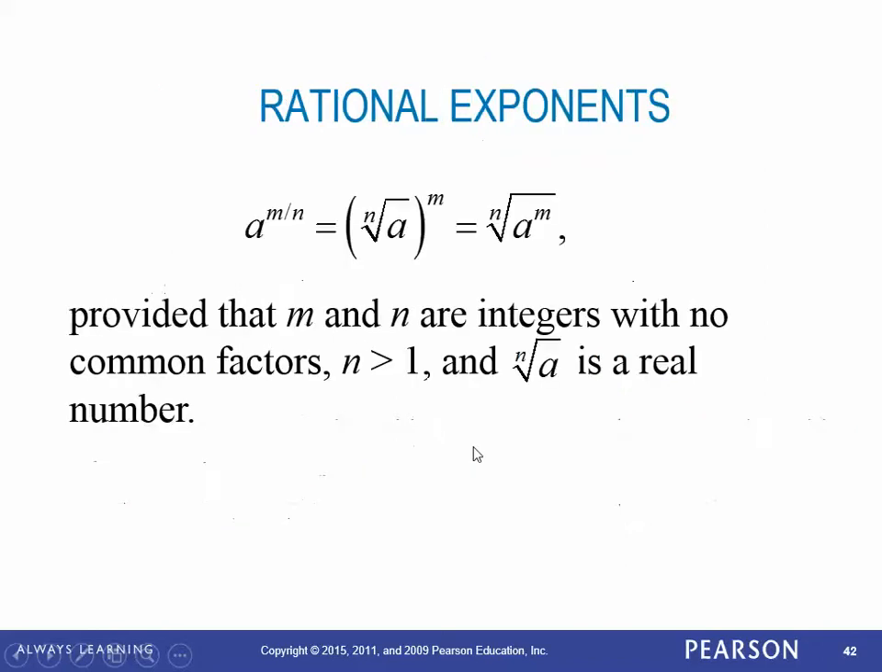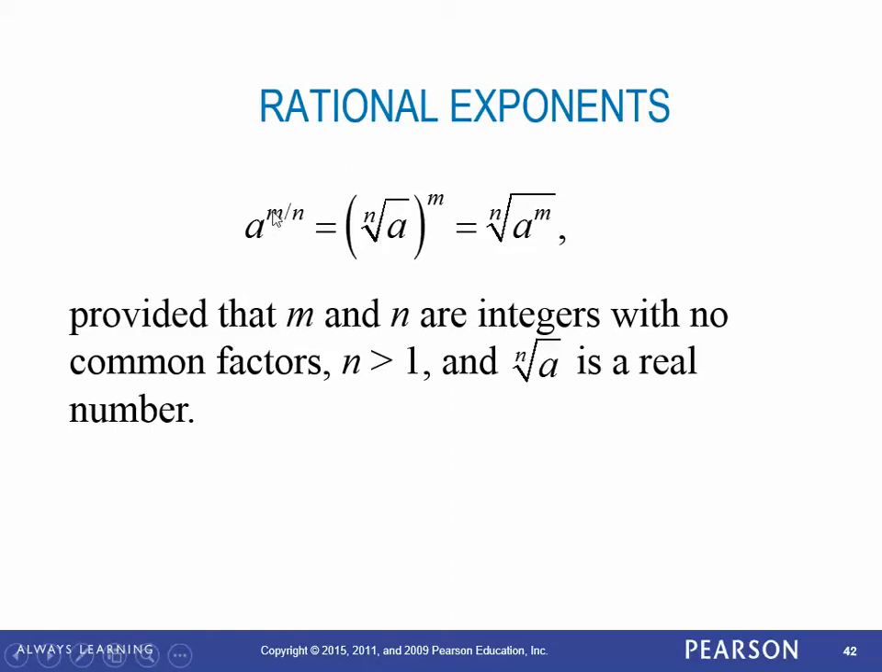Okay, next one. Some more properties here. Now let's extend it. Instead of just 1 over n, let's extend it to m over n. And there's 2 different ways you can write it. They're both exactly the same. Computationally, we use this one. Sometimes with variables and stuff, we use this one here.